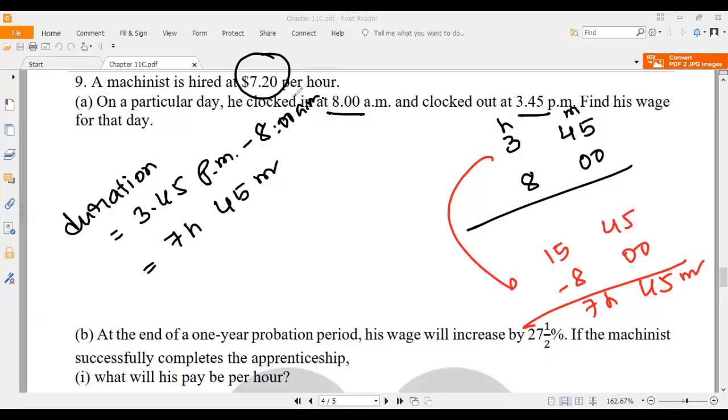This machinist will get $7.20 per hour. So that means in 1 hour, he will get 7.20.